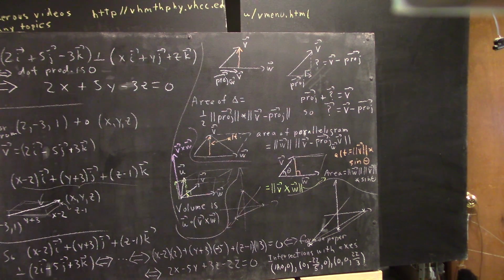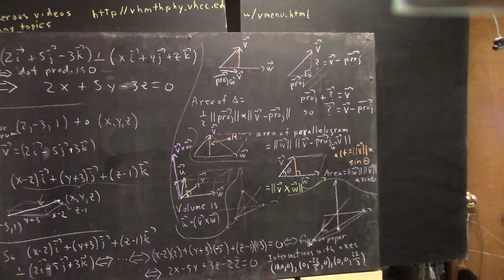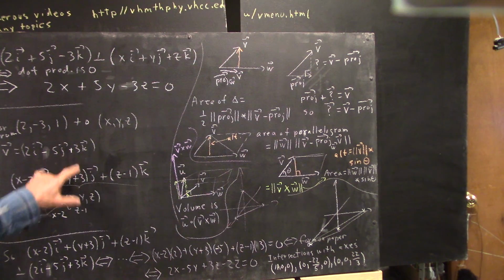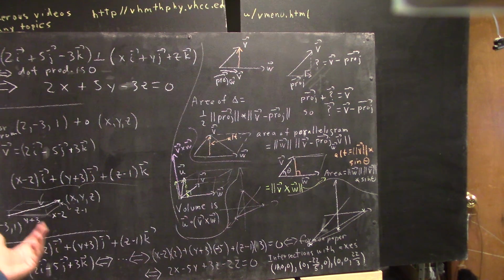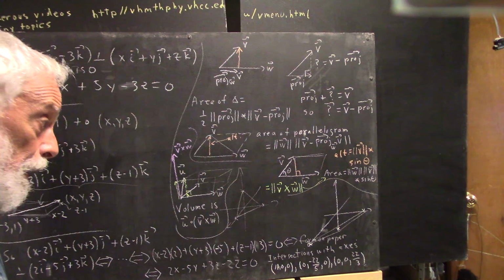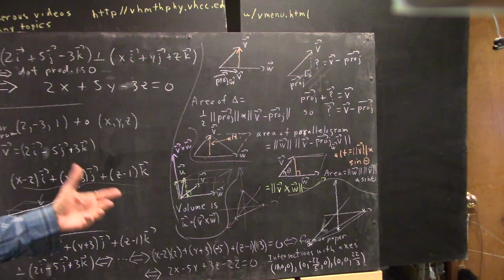Okay? Now, the other problem: you're asked to show that the vector from 2, 3, negative 1 to x, y, z is perpendicular to the vector 2i minus 5j plus 3k, provided a certain equation holds. Okay, and the equation I've got written down here somewhere, pretty much this equation. This is the equation you get if you just write out what this means, and this is completely equivalent to the form of the equation as it appeared on the paper.